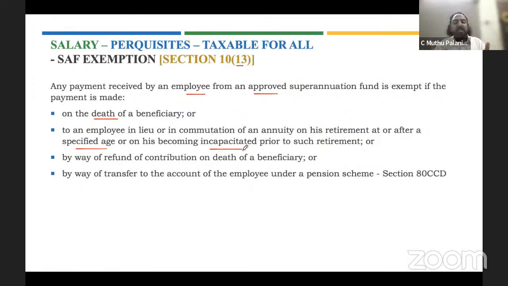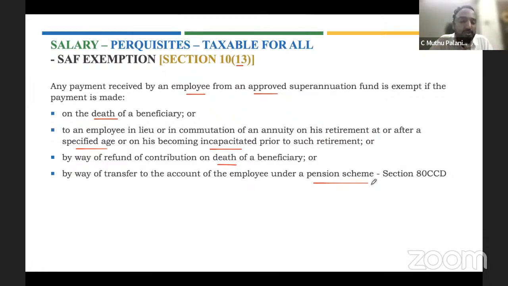So I have crossed the age or I have become incapacitated, which means I'm not capable of handling it anymore. Or by way of refund on contribution on death of a beneficiary on account of an employee under a pension scheme. So from the superannuation fund, I'm transferring to the pension scheme, NPS. This is also allowed. It could be death. It could be the employee has become incapacitated, or it is a refund in the case of death of a beneficiary.